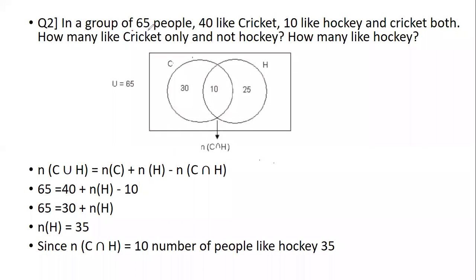In a group of 65 people, there are totally 65 people. 40 like cricket. So we have cricket first. Then 10 like hockey and cricket both. So this is a category of, see, I have cricket and hockey. This is a category of both cricket and hockey. So what should I write here? Intersection or union? Quickly. It says 10 like cricket and hockey both. Intersection. Very good. So cricket and hockey both, which means 10 of them play both cricket as well as hockey. They know both the games.